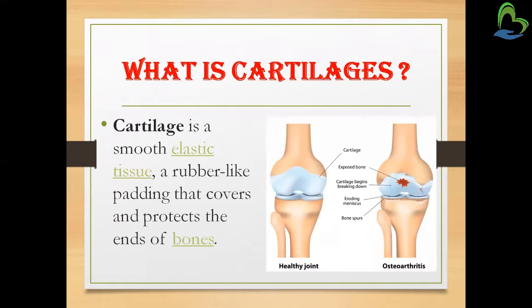Now the cartilage. Cartilage is a smooth, elastic tissue, a rubber-like padding that covers and protects the bones. Okay, so this is the cartilage which protects the bone ends, right? You can see here, this blue part is the cartilage.